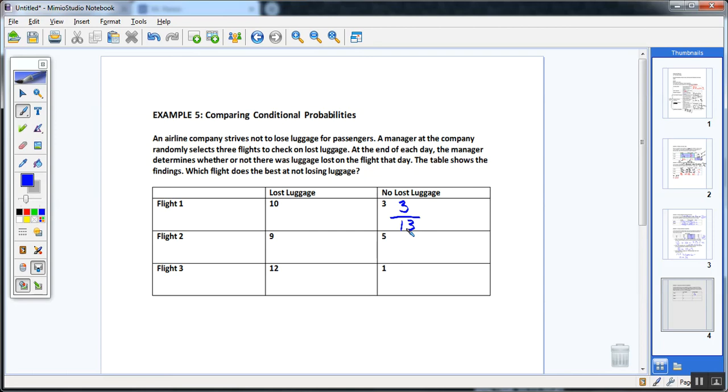Flight number 2. Help me out about flight number 2, kids. 5 out of 14. They lost 5 out of 14 flights. How about flight number 3?